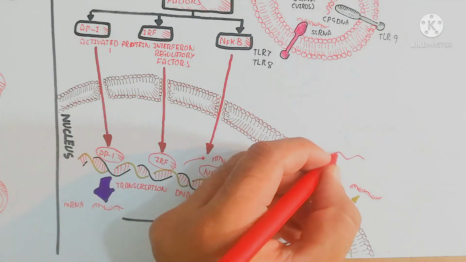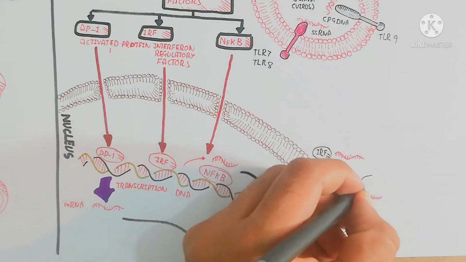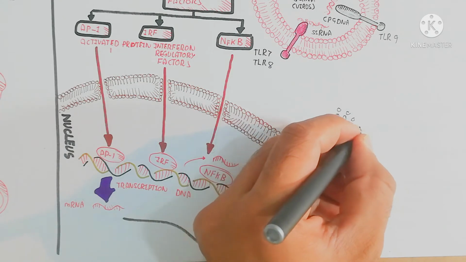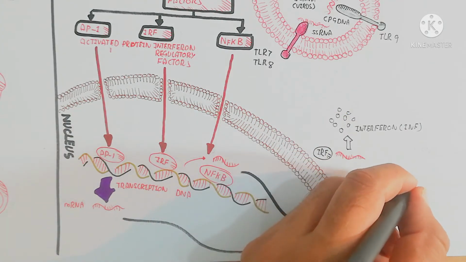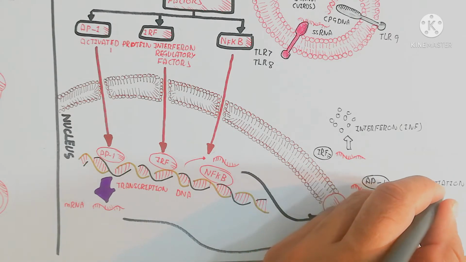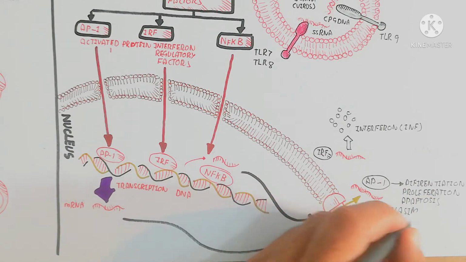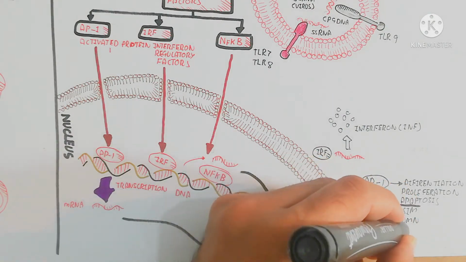reticulum, the rough endoplasmic reticulum, which contains ribosomes, and this is basically the AP1 pathway, which produces proteins for differentiation, proliferation, and apoptosis. So this is important and used for apoptosis, differentiation, and proliferation.